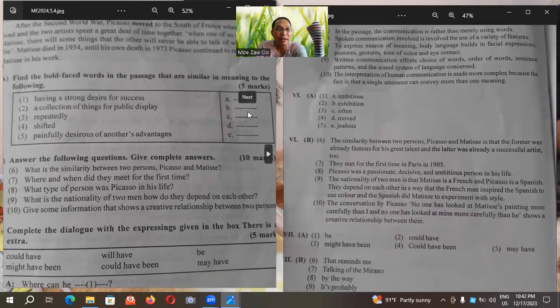Having a strong desire for success: ambitious. Number 2. A collection of things for public display: exhibition. Number 3. Repeatedly, often: kana. Number 4. Shifter.